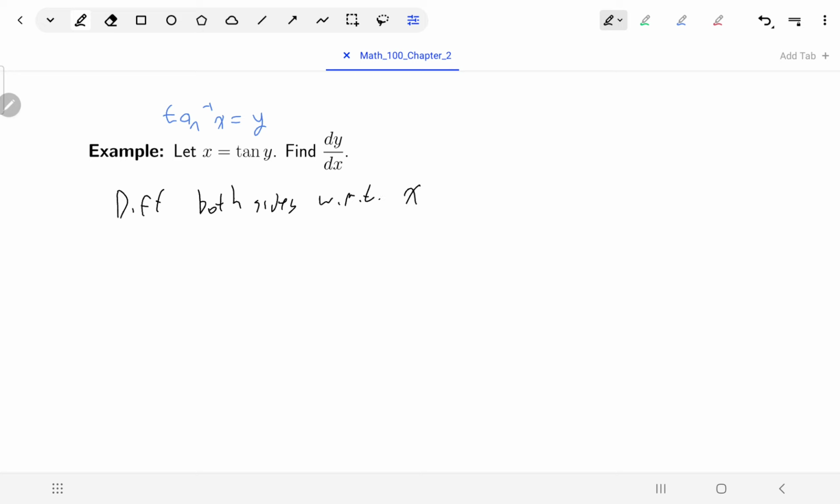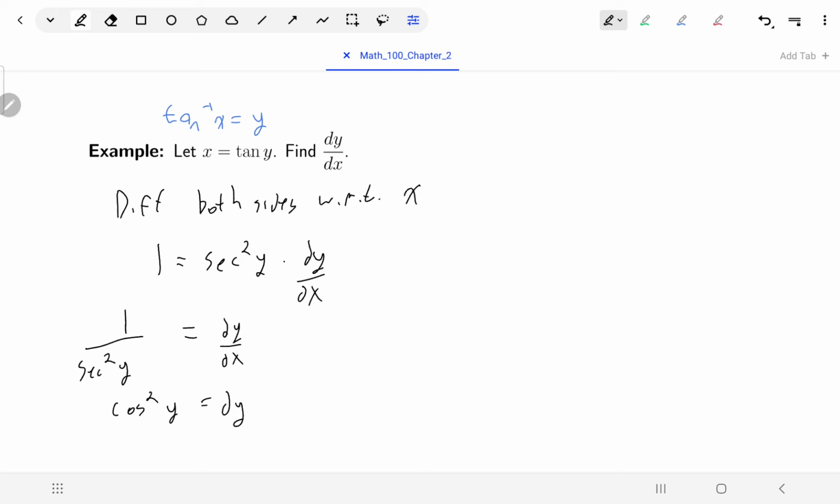So on the left side, the derivative of x, that would be 1. On the right side, I have here a chain rule moment because I have tangent as the outer function and y is the inner function. So the derivative of tangent, I know that that is secant squared. And the inner function, the derivative of y, well, that's dy dx. So I could rewrite this as the derivative is 1 over secant squared of y, or if I felt like it, I could go one step further and say secant squared is the same thing as 1 over cosine squared of y.